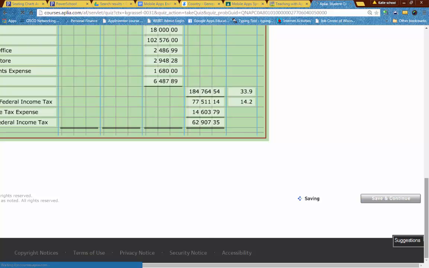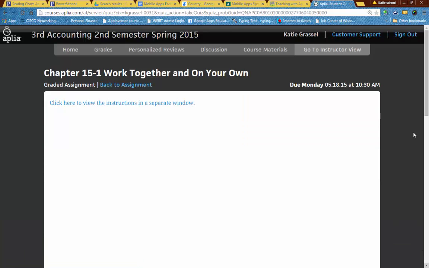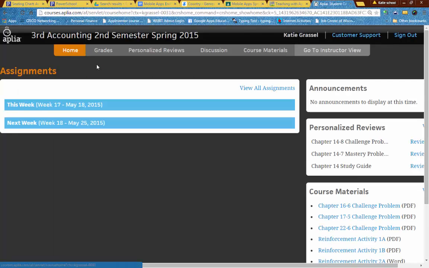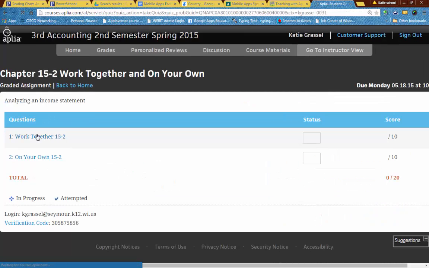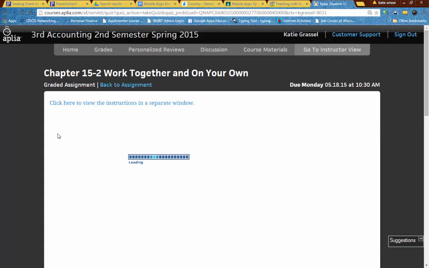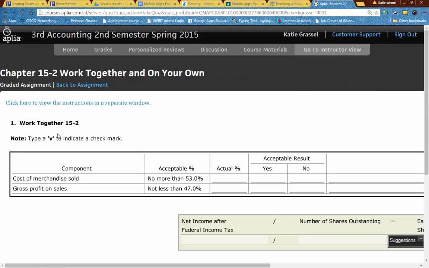Yeah. 15.2 is much shorter than 15.1, I promise you. 15.2 is really looking at our component percentages and whether or not they're acceptable or not. So great, we calculated an income statement. So what do we do with it?